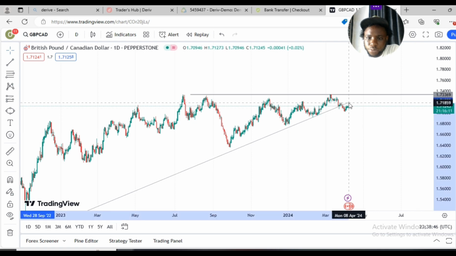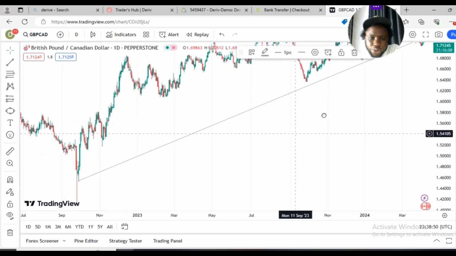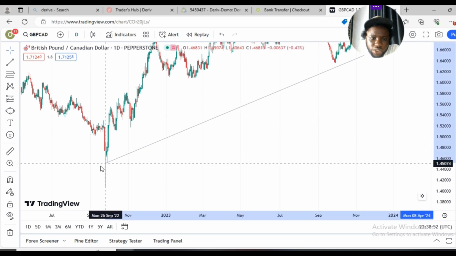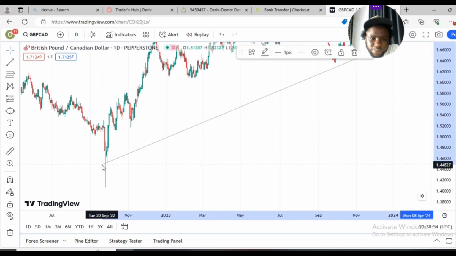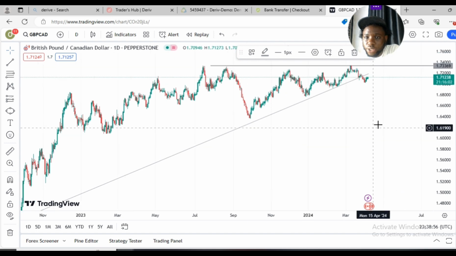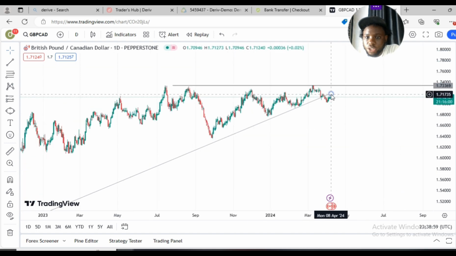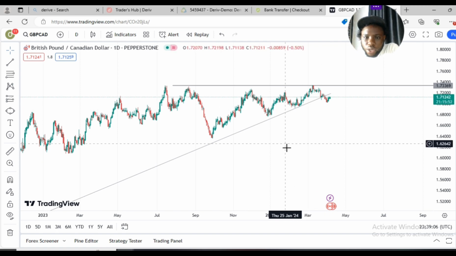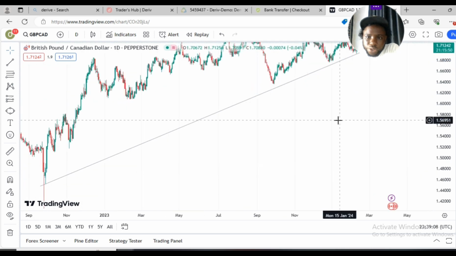You can see I draw my trend line from the wicks, not from the body. If you want to draw a trend line, draw it from the wicks. This is the best way to draw a trend line to avoid manipulation of the trend. 2 touches is okay for a trend line. A trend line must touch 2 price action points. You can see we have 1 here and this is 2 here.